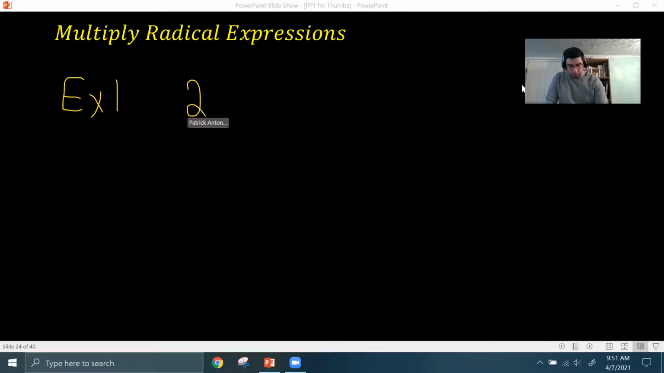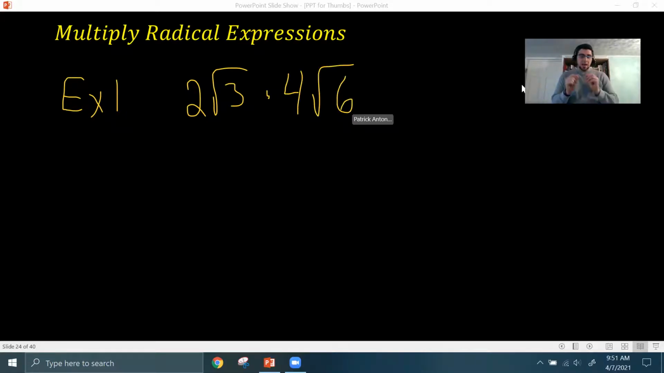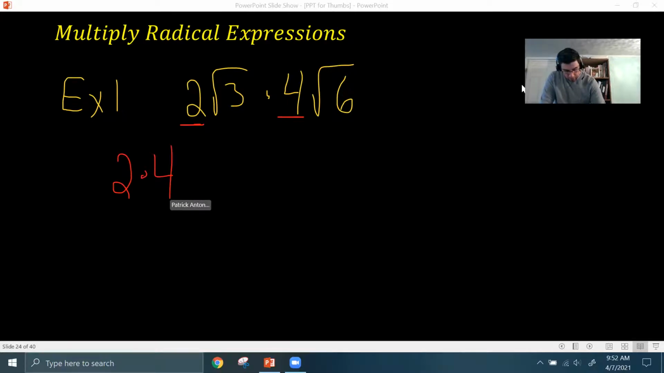If I have 2 square root of 3 times 4 square root of 6. Okay, how this works is when you're multiplying radical expressions, you multiply the numbers out front and then the numbers inside. Basically, that's what we're doing. So you'd have 2 and 4, so you'd have 2 times 4, and then square root of 3 and square root of 6 would be square root of 3 times 6. Okay, so now 2 times 4 gives you 8, square root of 18.